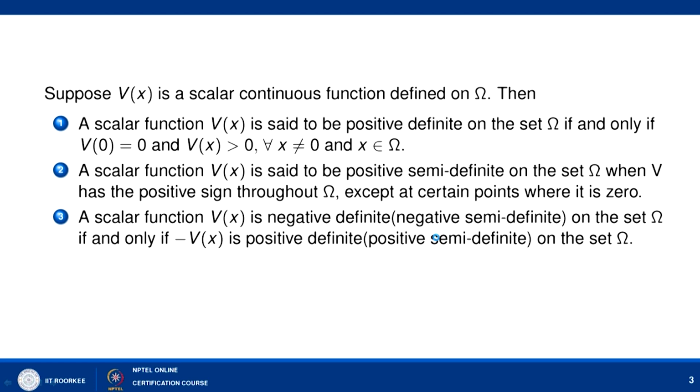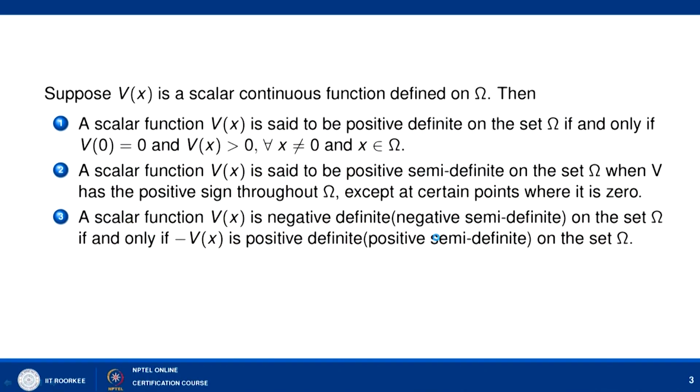Then a scalar function V(x) is said to be positive definite on the set omega if and only if V(0) is 0, meaning that at the origin it is 0, and in all other points it is positive. So, V(x) is positive for all x which are non-zero and belong to omega. Positive definite means it takes the value 0 at the origin and in all other points only positive values. In this case we say that V(x) is positive definite on the set omega.